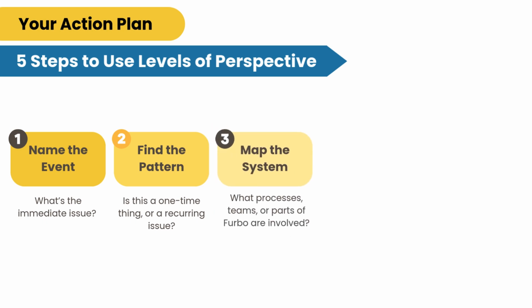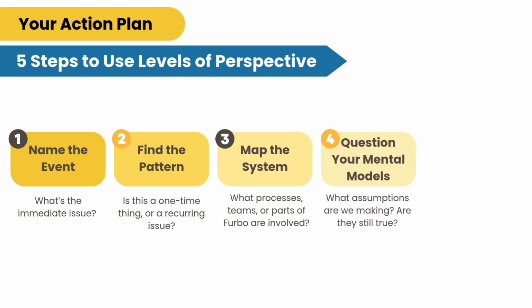Third, map the system. What processes, teams, or parts of Furbo are involved? For example, app update process, treat dispenser hardware, app device communication system. Fourth, question your mental models. What assumptions are we making? Are they still true? For example, are we assuming our testing process catches all bugs related to hardware interaction?